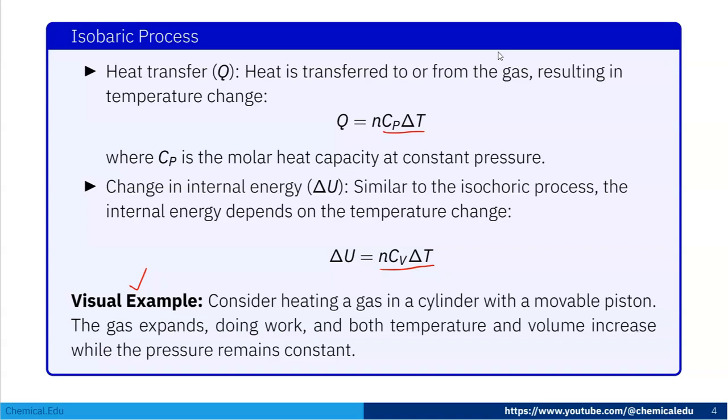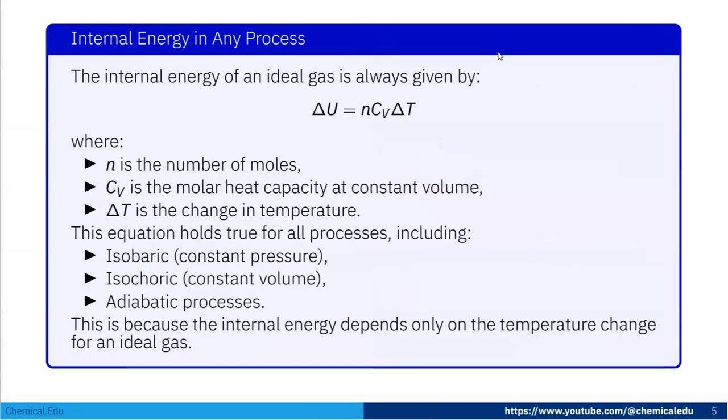Now here is the visual example. Consider heating a gas in a cylinder with a movable piston. The gas expands doing work, and both temperature and volume increase while the pressure remains constant. Now the internal energy in an ideal gas is always given by ΔU is equal to nCvΔT. So n is the number of moles, Cv is the molar heat capacity at constant volume, and ΔT is the change in the temperature.